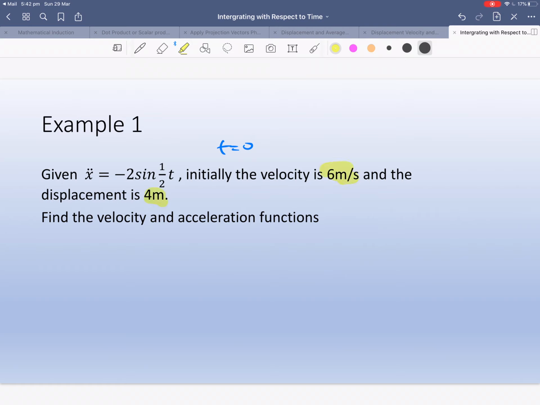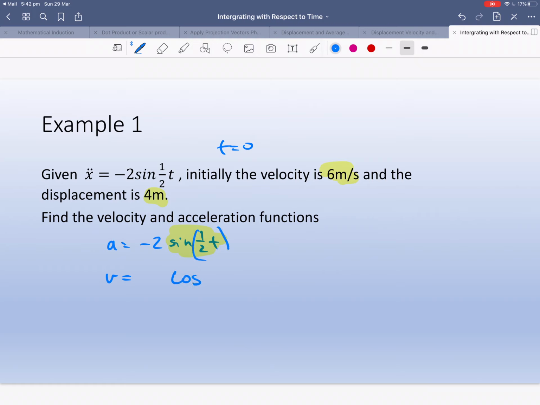So I'm just going to start with acceleration equals minus 2 sine half t. If I integrate that, I'm going to get velocity equals... Now, I don't know if you remember this, but it's not exactly the same thing. The derivative of sine is positive cos. The integration of sine is negative cos. So we're going to get cos.